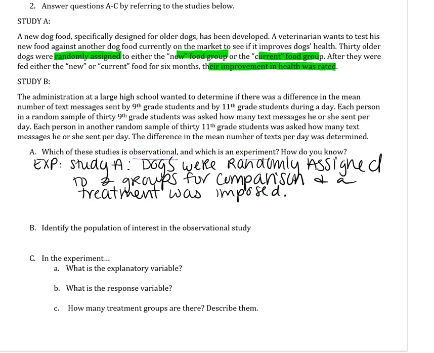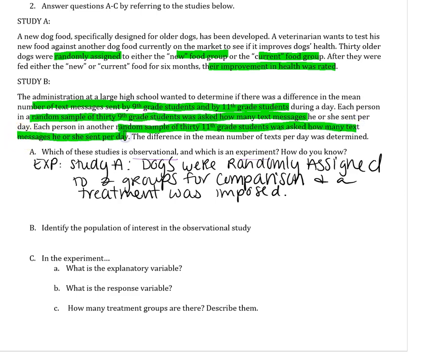Okay, so Study B is likely going to be the observational study, but let's see why. The administration at a large high school wanted to determine if there was a difference in the mean number of text messages sent by 9th grade students and 11th grade students during the day. Each person in a random sample of 30 9th grade students was asked how many text messages he or she sent per day. Each person in another random sample of 30 11th grade students was asked how many text messages they sent in a day. The difference in the mean number of texts per day was calculated.